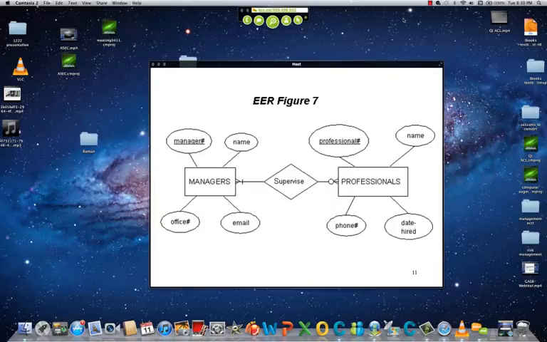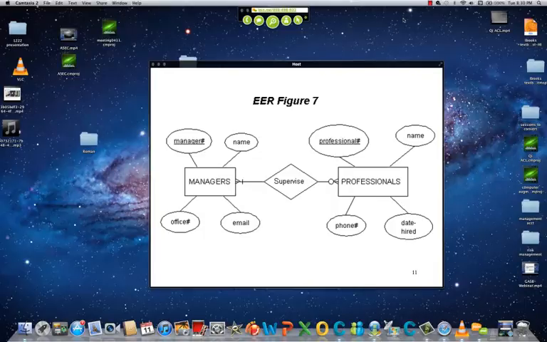Yes, Sidra. So the crowfoot on the left side, you have like a 1, right? That must be. So for each professional, there must be a manager. But for a manager, it's not necessary. Yes, yes. So you allow a manager not to supervise someone, right? Good. Questions?